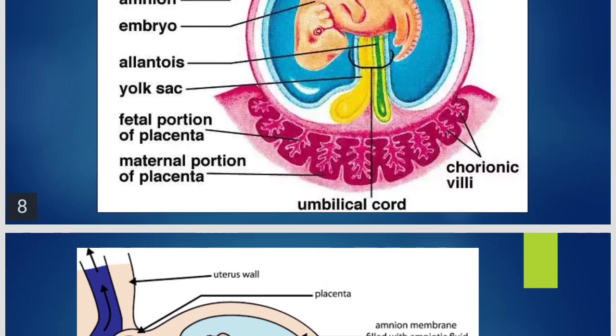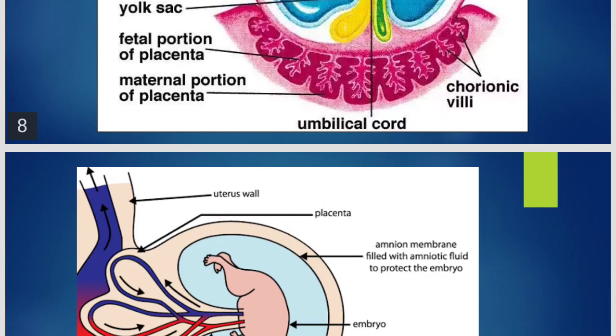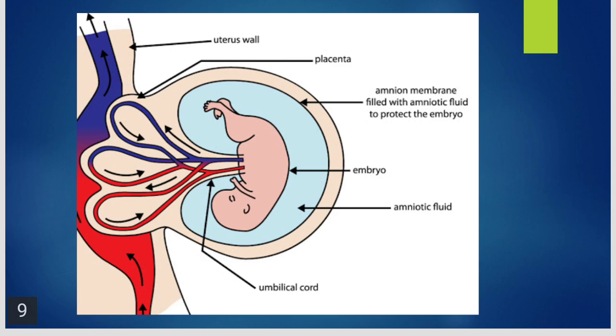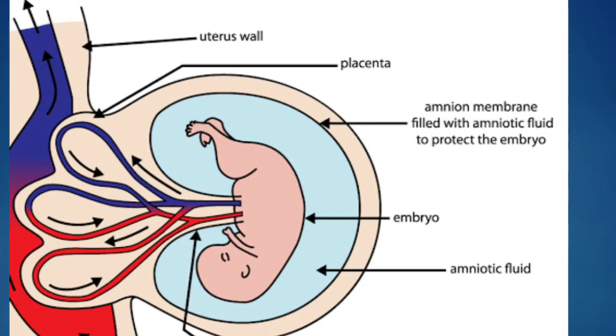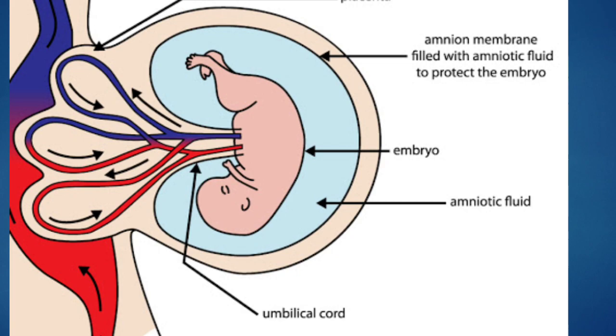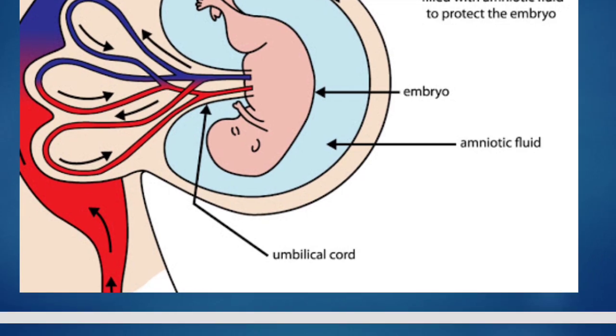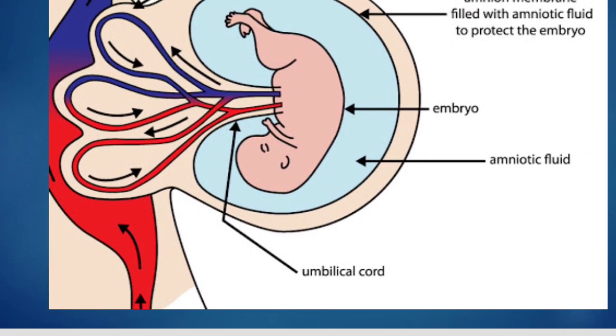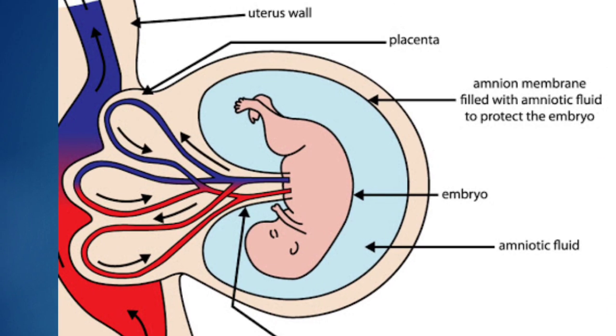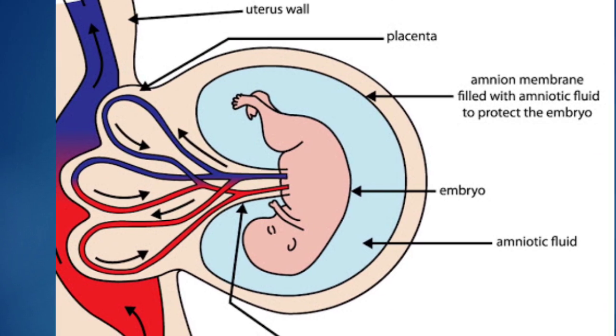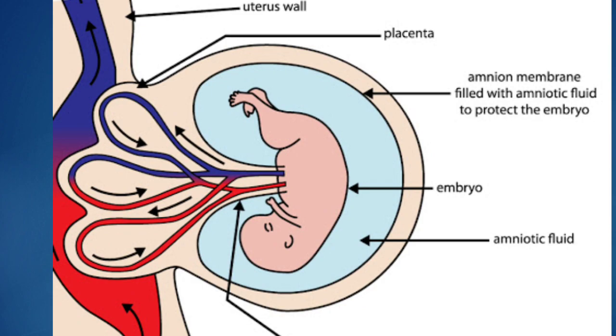Umbilical cord is how formed, you can see here. See the fully formed baby, you can see here. Uterine wall, placenta, to which the baby is resting on the placenta, amnion membrane filled with amniotic fluid, embryo, yes, amniotic fluid also you can see, and the umbilical cord also you can see. This is how the baby is present inside the womb of a mother, the uterus.